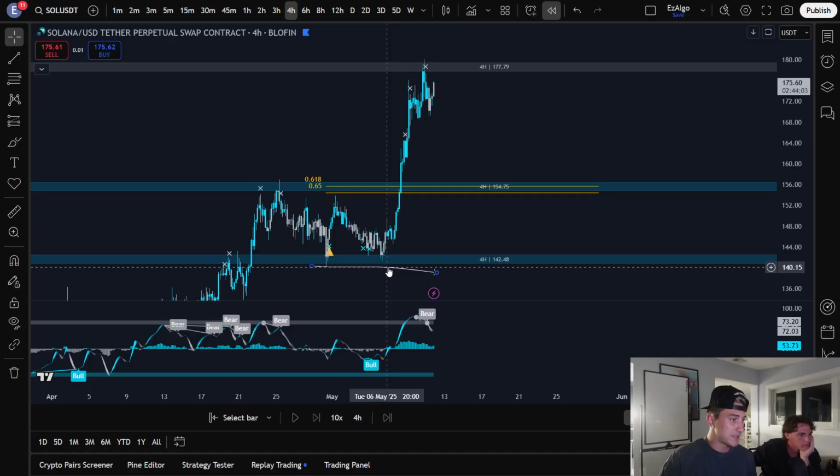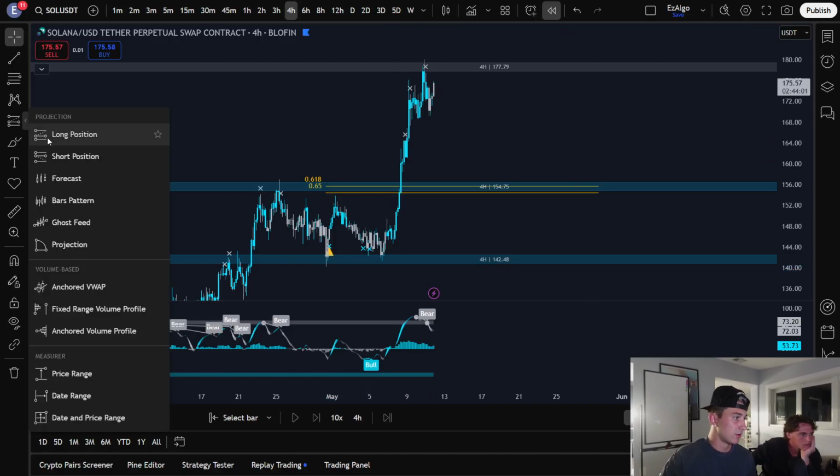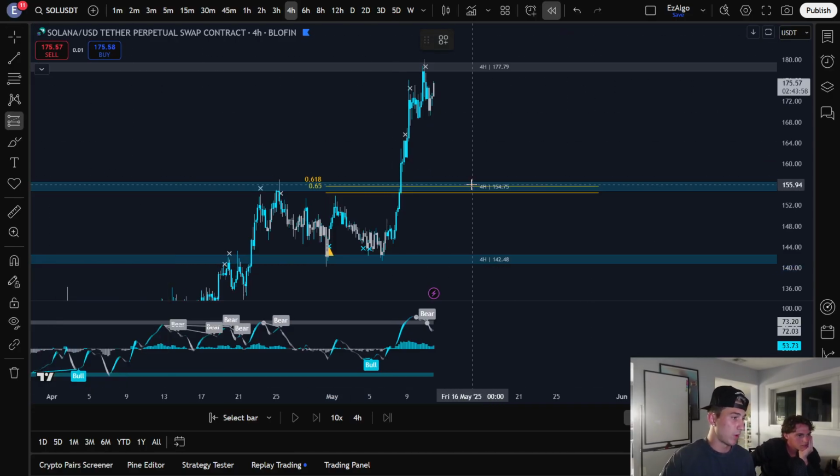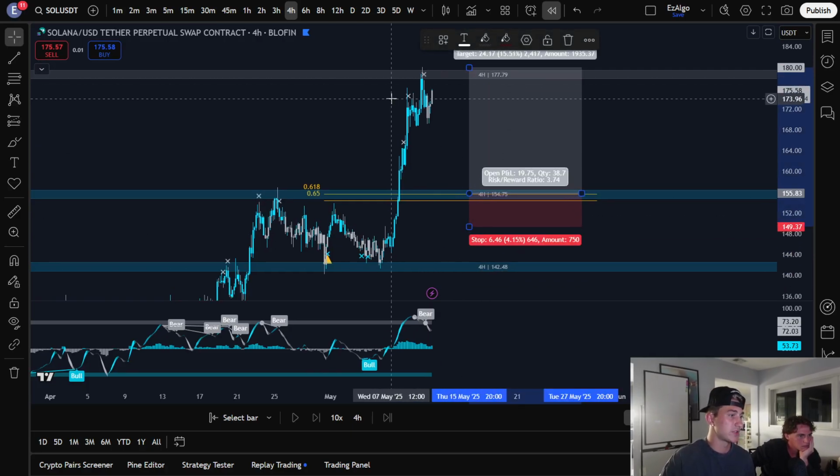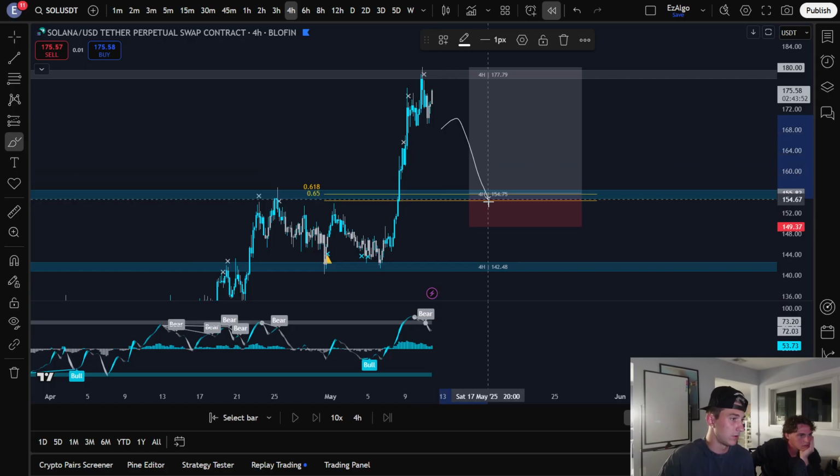So because that overlaps perfectly, that is our long entry, or that would be where we would look to take a long. So we draw it out like this. This is pretty much saying if price comes down to this level, we'll look to take a long, targeting this high.